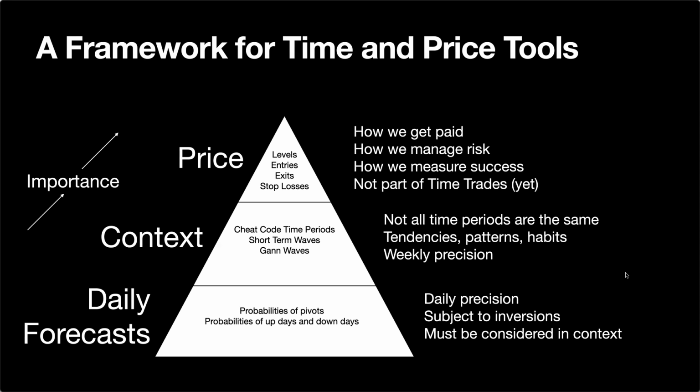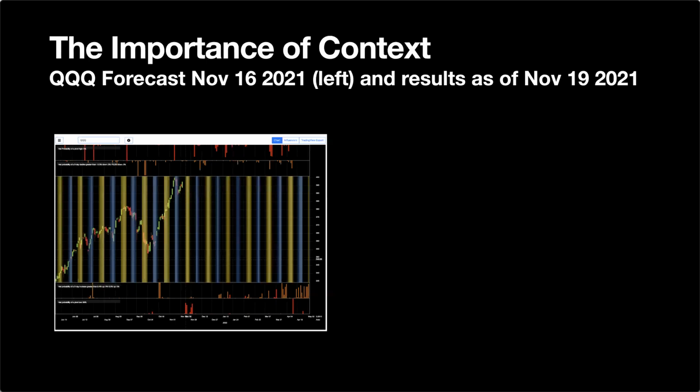So when we take a look at context and daily forecasts, I'll give you a real-life example of why context is so important and can help to inform your trading decisions. And the other side of that coin is also why it's important not to over-rely on the daily forecast. Here's an example from last week. The QQQ forecast from November 16th is on the left, and this is showing about a 65% probability of a pivot low on Friday, November 19th.